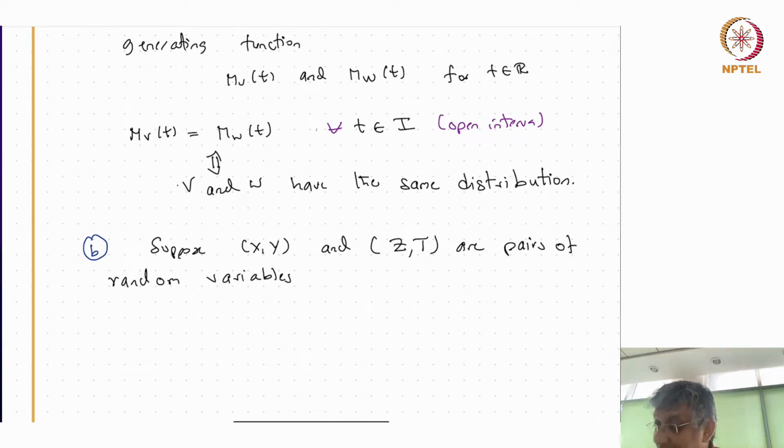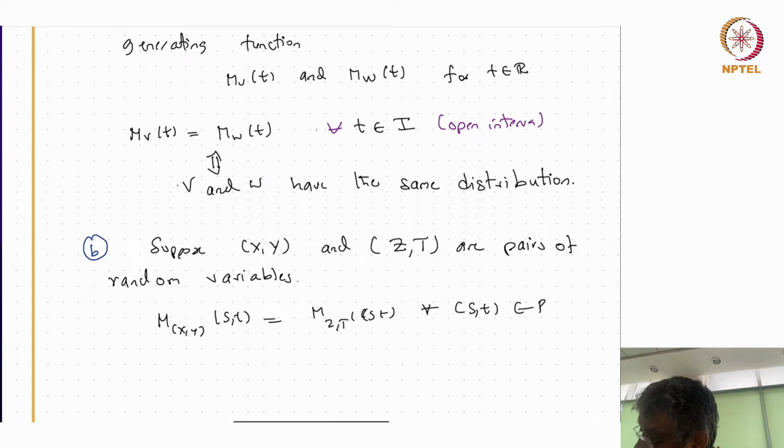And again the same thing. Suppose you have the joint ones, m sub xy at the point t is equal to m sub z comma t at the point, let's say s comma t, sorry, so two variables, for some s comma t in some rectangle. So here we just call it open rectangle in R2. Then again the same thing happens.